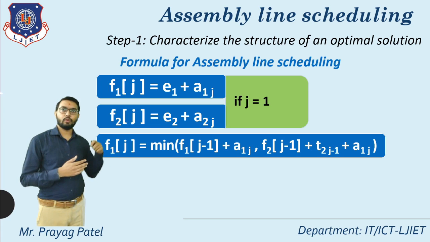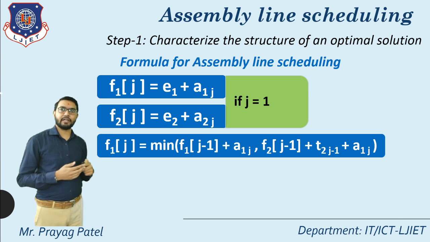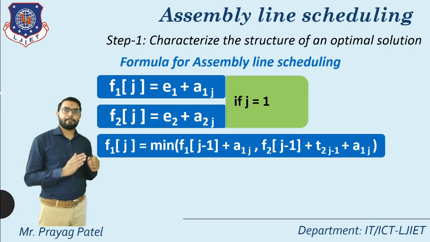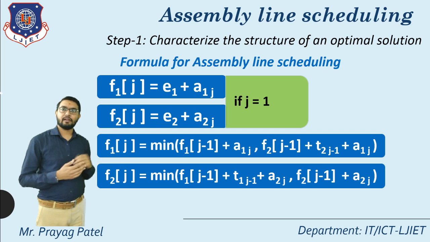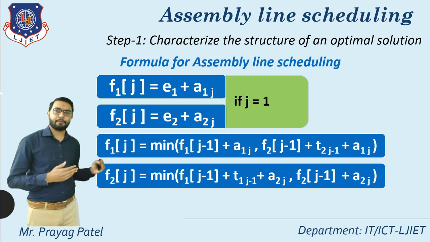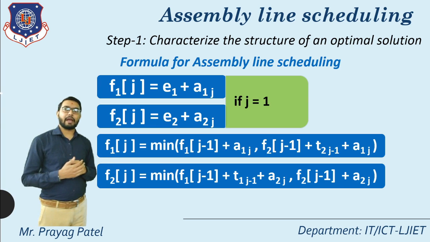If the value of j is greater than 1, then apply the recurrence formulas. First, F1j equals the minimum of F1j-1 plus A1j, and the second part is F2j-1 plus T2j-1 plus A1j. Another formula is F2j: the minimum of F1j-1 plus T1j-1 plus A2j, and the second part is F2j-1 plus A2j.